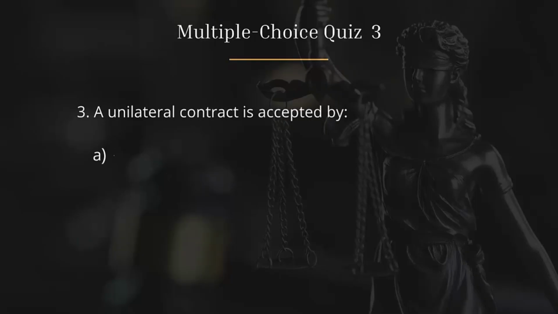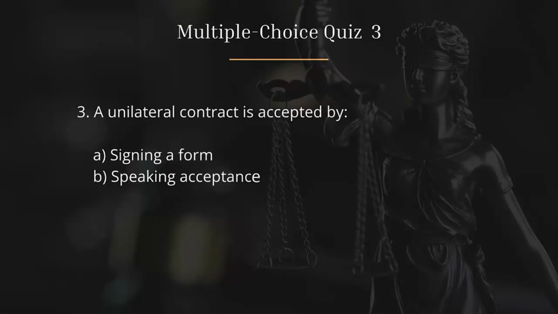Multiple choice quiz 3. A unilateral contract is accepted by A. Signing a form. B. Speaking acceptance. C. Performing the requested act. D. Negotiating new terms.